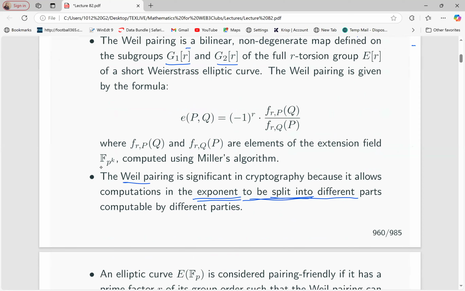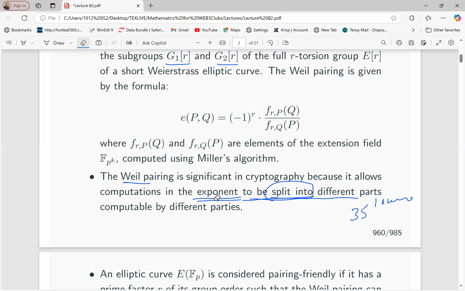Now, the importance of splitting: for instance, you have 35 raised to a very big number. You can split this exponent into several parts and then compute 35 raised to the first exponent, 35 raised to the next exponent, and so on. That makes computation faster. Splitting makes the computation faster, and that is the importance of it.